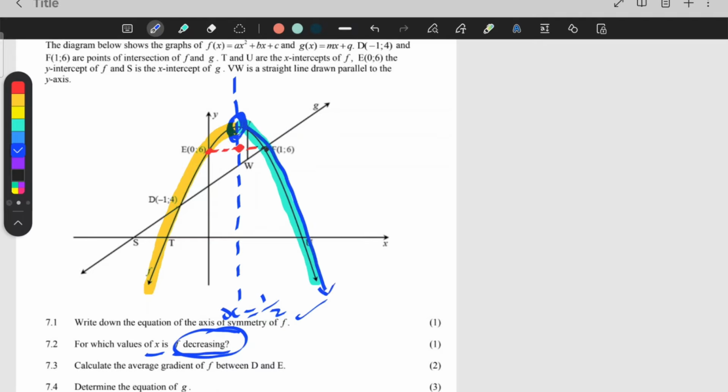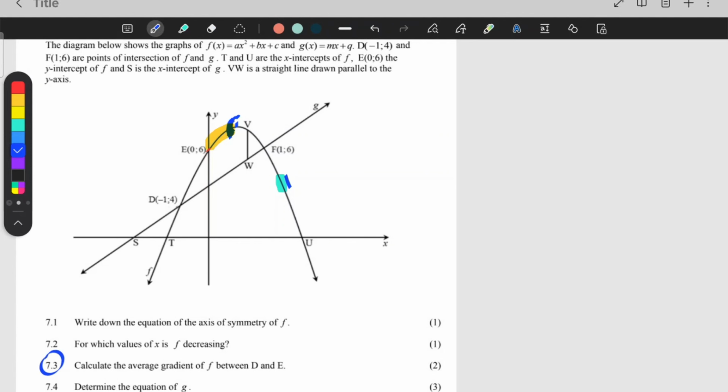So what's the x value there? Because it says for which values of x. So 7.2, where x is greater than the x value of the turning point, which is the axis of symmetry. So it is where x is greater than a half. And that's the answer there, and that's only for 1 mark.